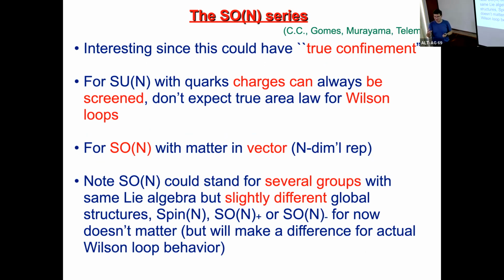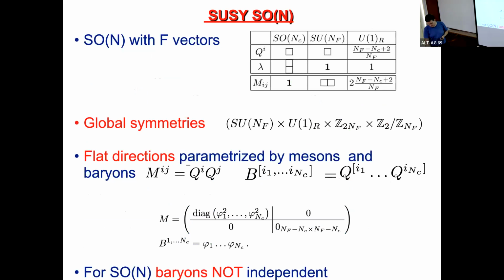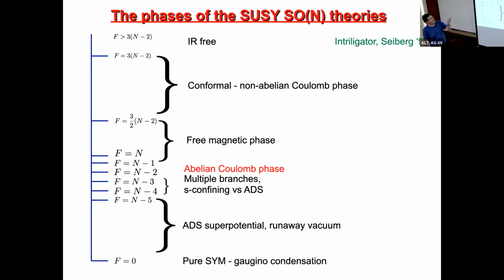Because if I take SO with a vector, then it's not the smallest representation. The smallest representation is the spinor. So you have the possibility of actually having a truly confining theory here. And in fact, that's what we found.